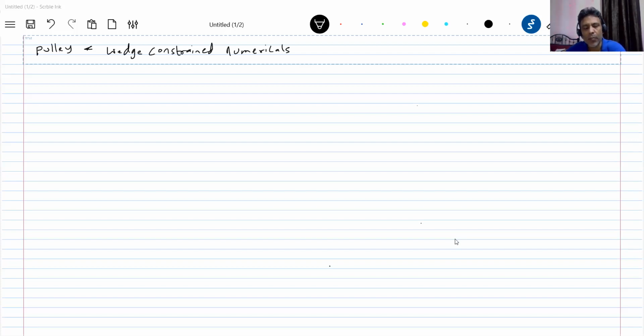Now, from the previous class, what we discussed, the pulley constraint and wedge constraint, the application of that will continue in today's class.